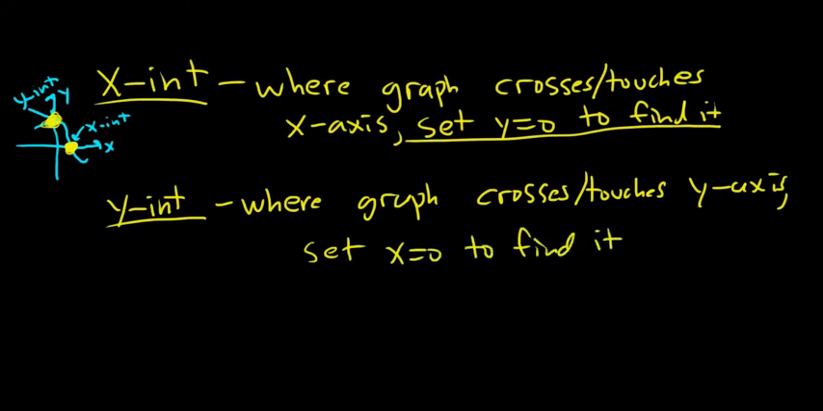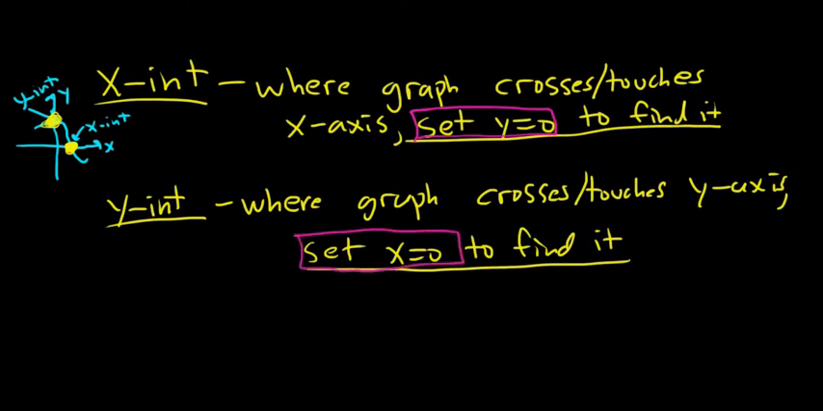So this leads us to a cheap memory trick. So to find any intercept, you set the other one equal to 0. So to find the x-intercept, you set y equal to 0. To find the y-intercept, you set x equal to 0. So to find any intercept, you set the other one equal to 0.